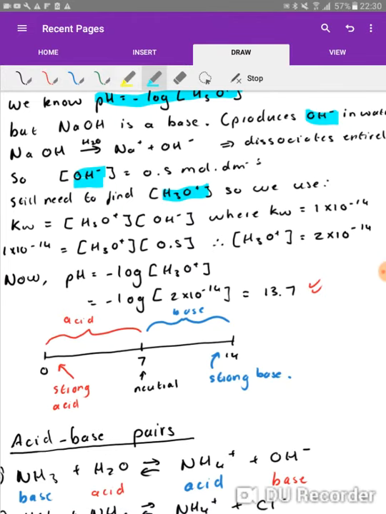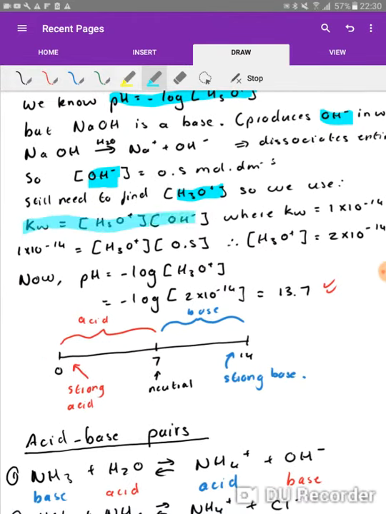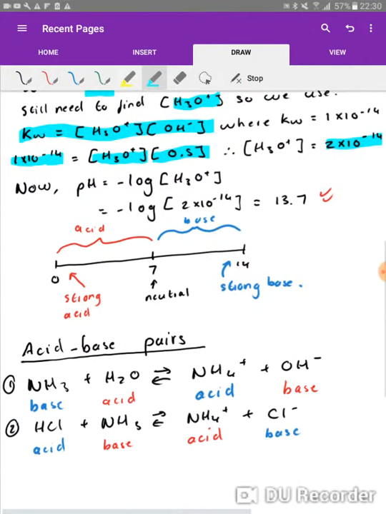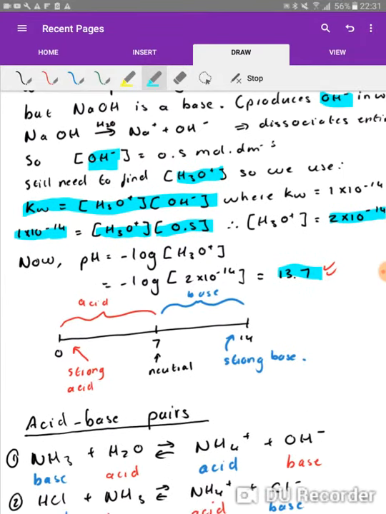So we have this other little formula: Kw is equal to the concentration of hydronium ions multiplied by the concentration of hydroxide ions. This Kw is equal to 1 times 10 to the negative 14. When we plug in the concentration of OH minus, we'll have one unknown, H3O plus, and we get that the concentration of H3O plus is 2 times 10 to the negative 14 mole per dm cubed. Now we plug that into pH equals negative log of the concentration of H3O plus, and we get the answer 13.7.